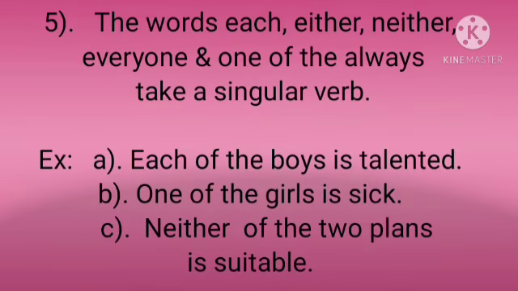The fifth point is the words each, either, neither, everyone, and one of the always take a singular verb. Examples: each of the boys is talented, one of the girls is sick, neither of the two plans is suitable.